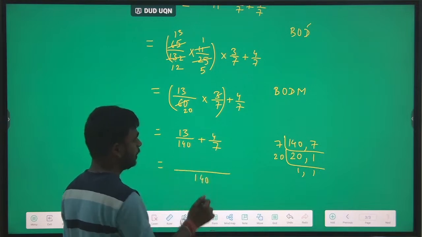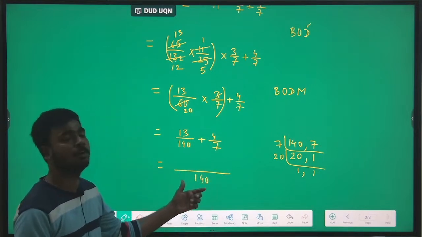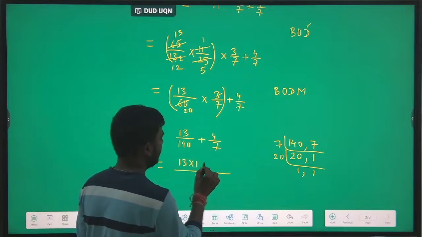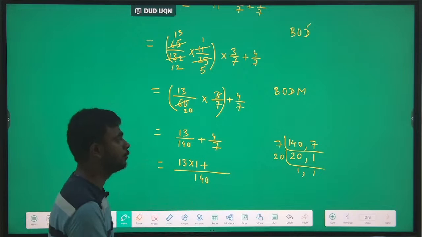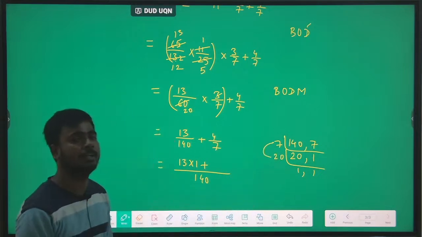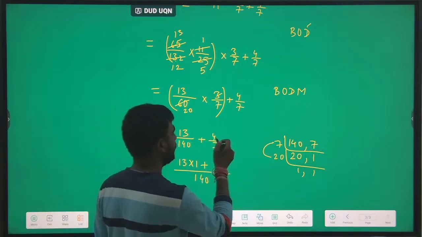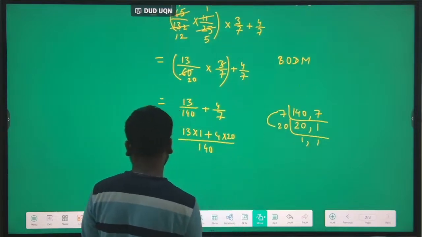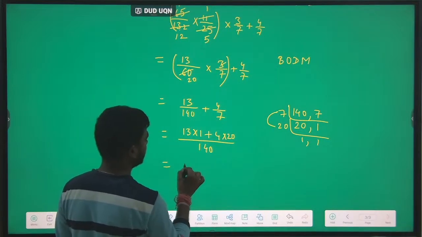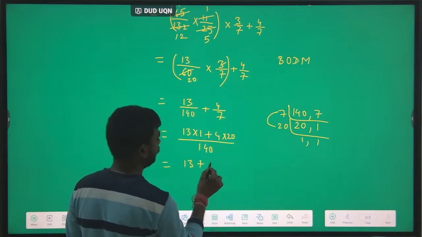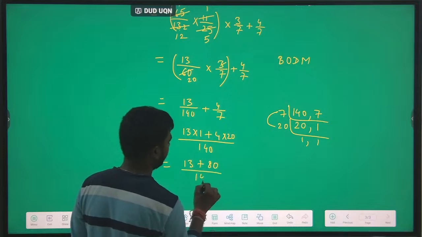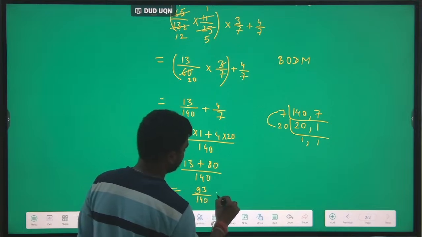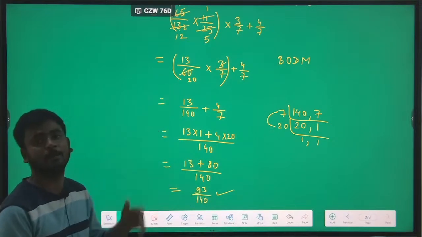140 when multiplied with 1 will give 140. So here it will be 13 into 1 plus, 7 when multiplied with 20 gives 140, so here it will be 4 into 20. What will we get? 13 into 1 is 13 plus 20 into 4 is 80, over 140. So we get 93/140 as the simplified value.